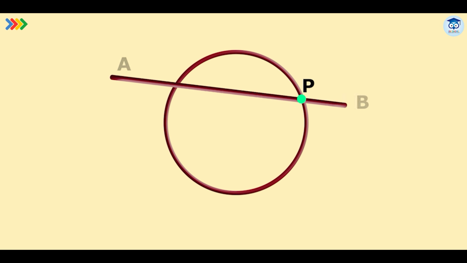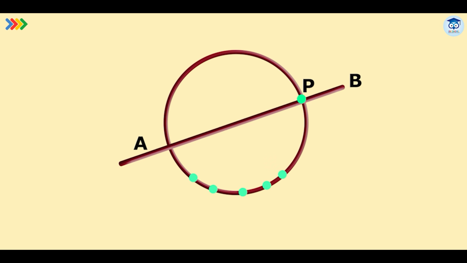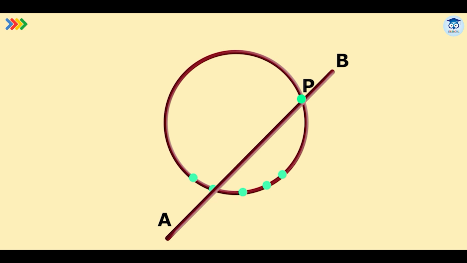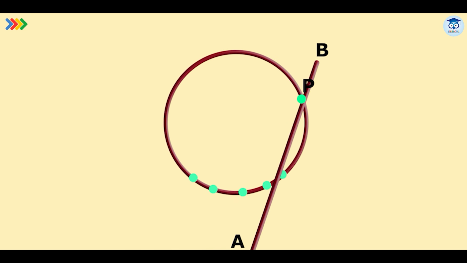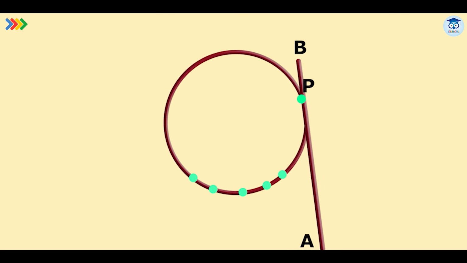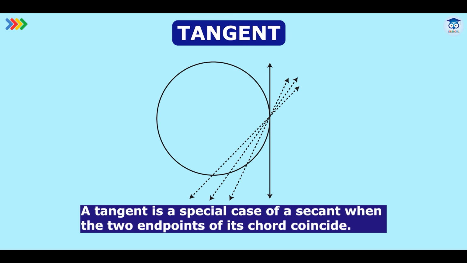Here what we are going to do is take a circular wire, and then we will attach a straight wire at that point P, and allow AB to rotate about the position. Rotating the wire, it will touch the circle at different points. When it touches at only one point, then we call it a tangent. This means that at a particular point on the circle, we can draw a unique tangent.